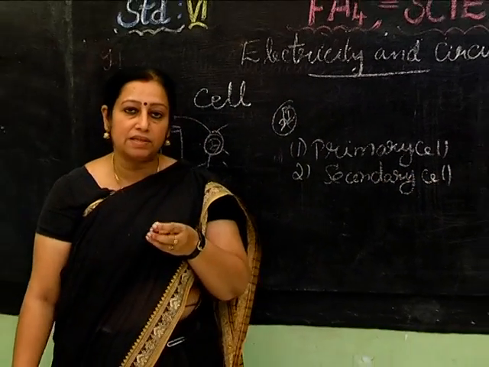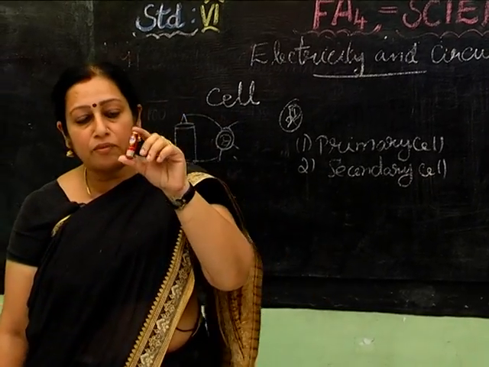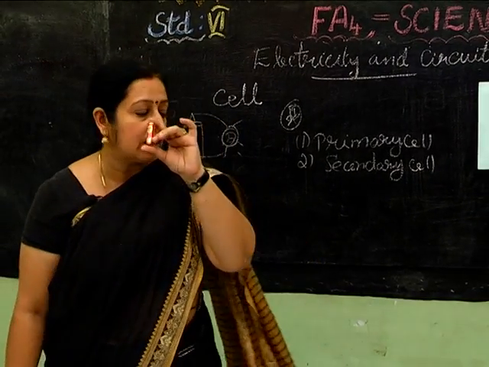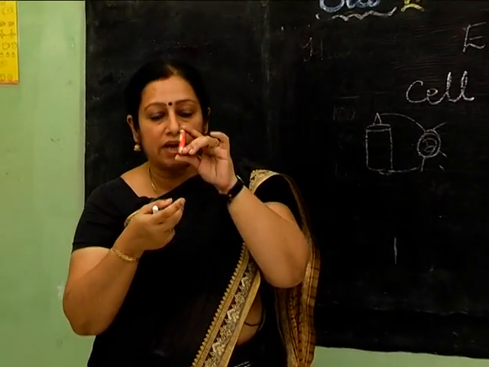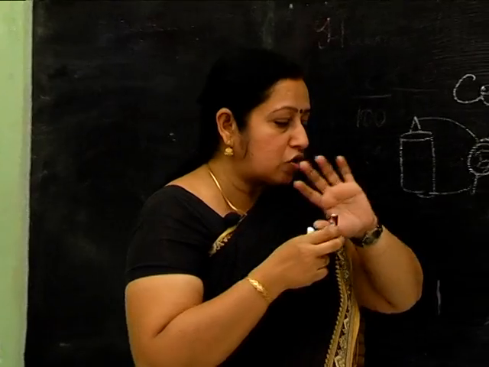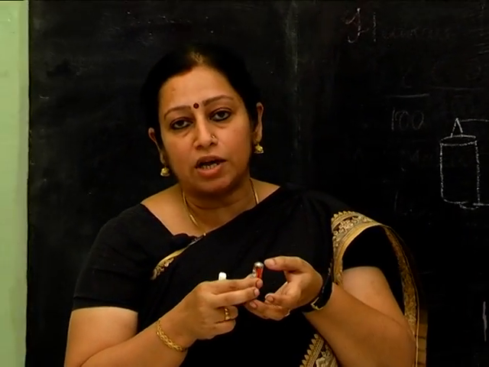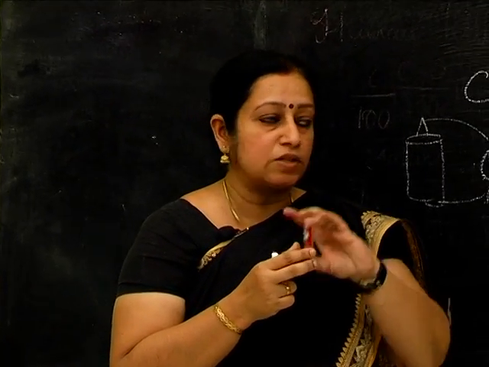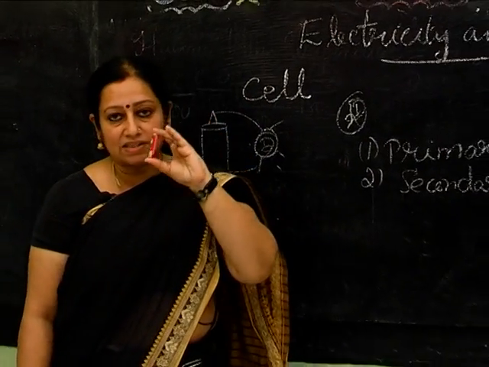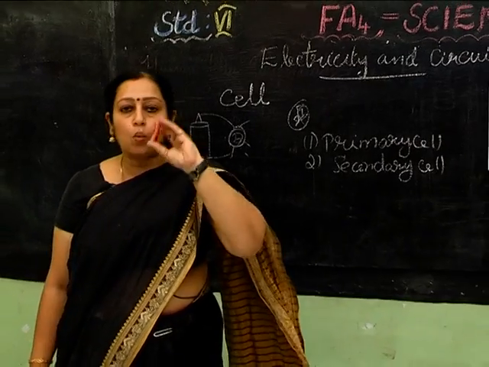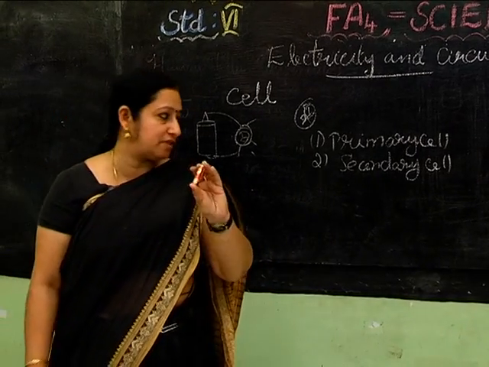What is a primary cell? An example for a primary cell is this dry cell. Here, when the chemicals filled in it are turned into electrical energy, it stops working. Thereafter we are not able to take out the electricity. So a dry cell is an example for a primary cell. A primary cell is a cell which stops working once the chemical energy is used up.